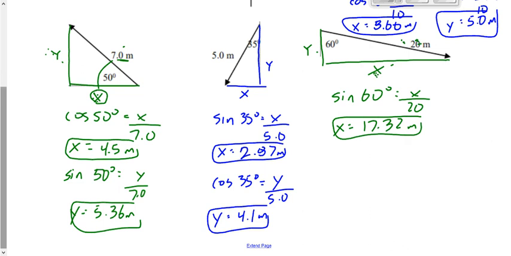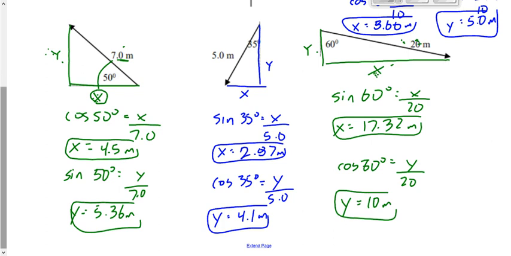Now, I want to find the y component. The y component is the opposite, adjacent, or hypotenuse? Yeah, it's the adjacent. It's the one that's touching the angle, but not the long one. We have the hypotenuse, so we're going to say cosine 60 degrees is equal to adjacent over hypotenuse. Take the 20 up by multiplying. 20 cos 60 gives me exactly 10 meters.